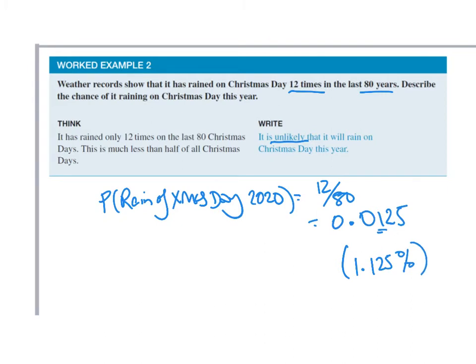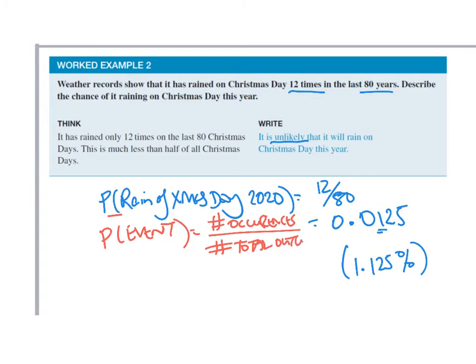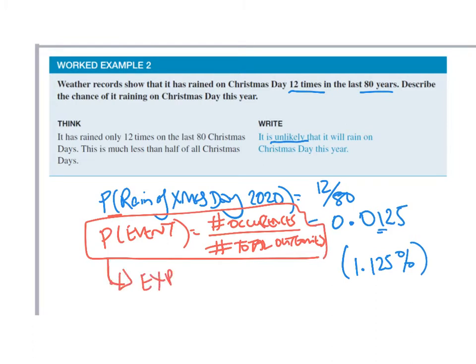I don't know why they didn't give you that in this example, but what I've done here is I've given you the probability of the event. I've given you the number of times that it occurs, number of occurrences of that event, divided by the total number of total outcomes. So they counted 80 Christmases. So that there is our formula for experimental probability. That's how it works. It's a fraction that you develop from the information you are given. Note that down somewhere, okay? That's going to be handy for you. Make your own notes as you go.